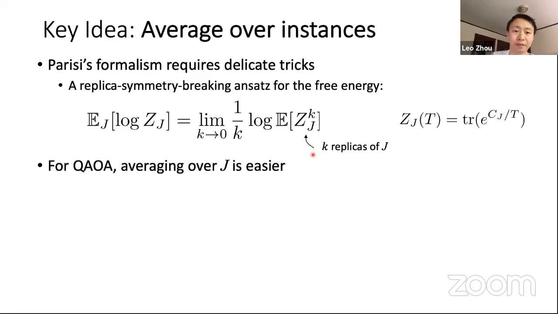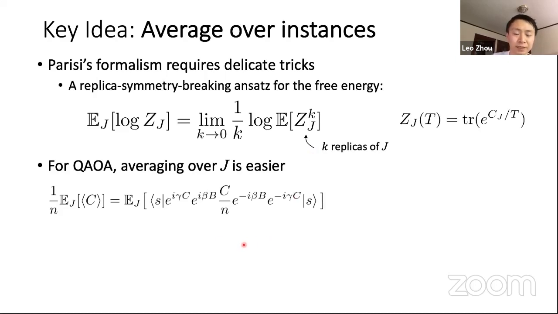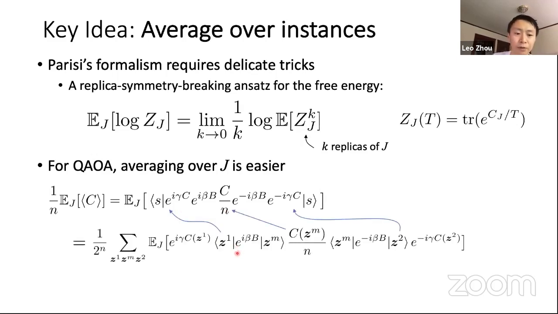But for QAOA, averaging over the different instances is much easier. For example, let's consider p equals 1 again, and we want to evaluate the cost function expectation averaged over the instances, normalized by n. If you expand out the circuit, what you have is a cost function that's conjugated by the two different unitaries in the QAOA circuit. Then we can insert complete sets of states. These z variables are the different n-bit strings that you would sum over. And you notice that the J's that we'll be averaging over appear only in the C's. And these C's just appear either downstairs here in the cost function or upstairs in the phase.